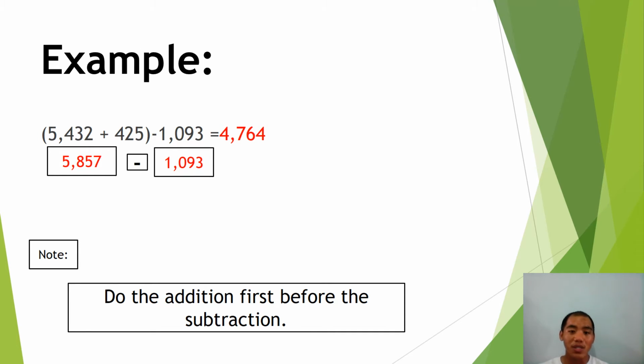Do first what is inside the bracket. After adding these two numbers, you can now subtract the number outside, which is 1,093. So our answer there is 4,764.